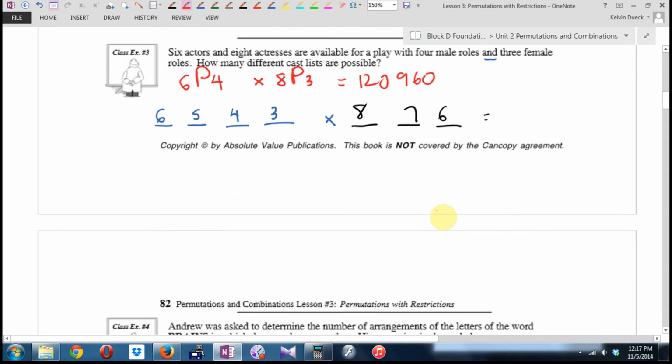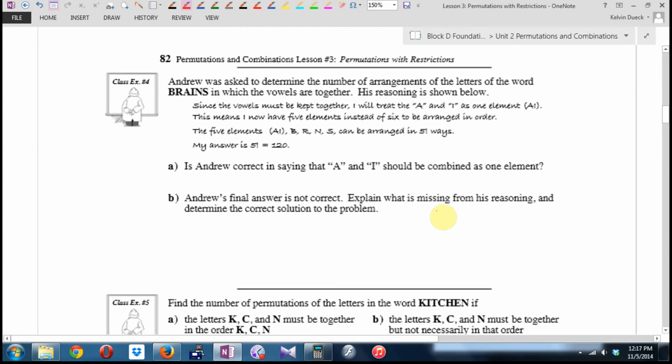Turn the page. Andrew was asked to determine the number of arrangements. You know what? I would probably underline that. That's a trigger word. You guys with me? Number of arrangements of the letters of the word brains. We're going to use them now, Jake. Brains. We're going to use them. That focus here. In which the vowels are together. Okay. What's the restriction here?